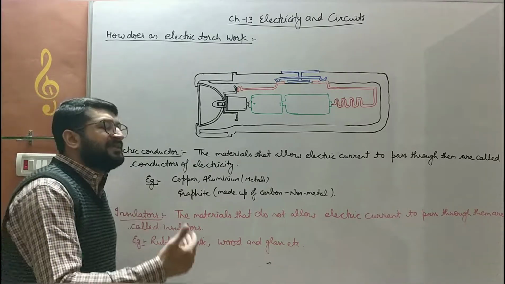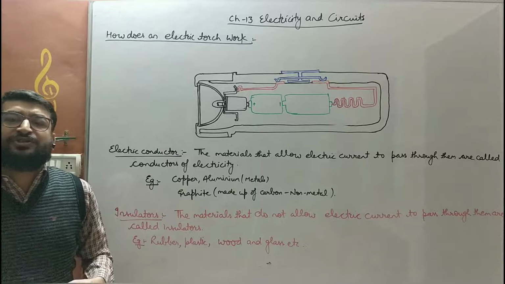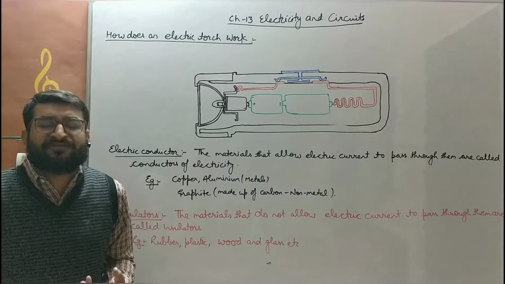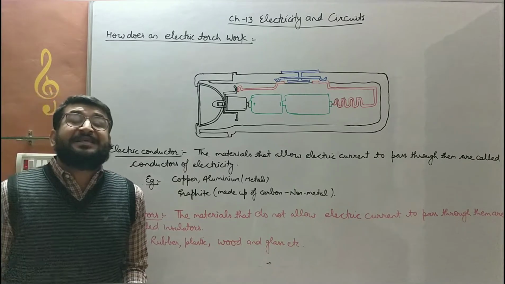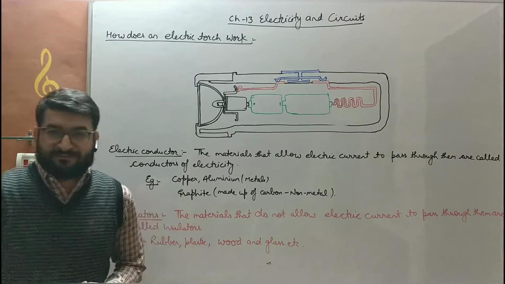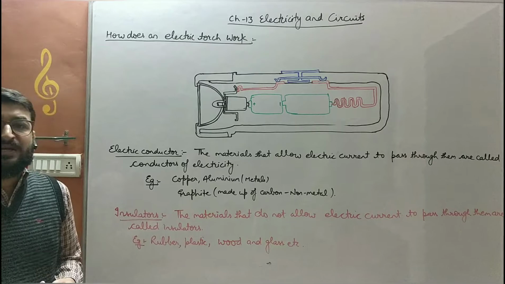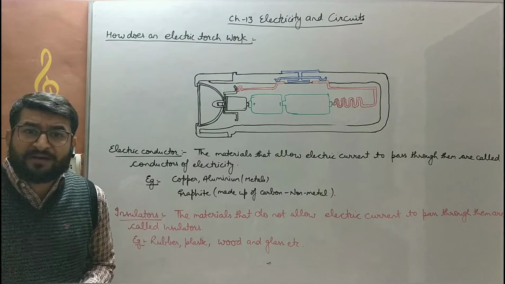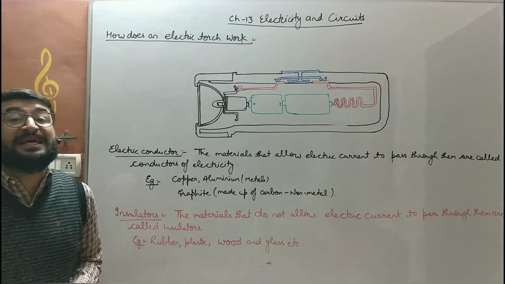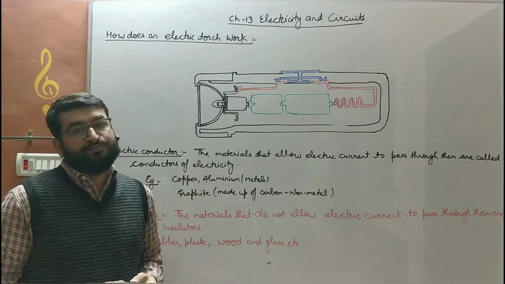There may be various reasons why a bulb which is present in an electric circuit does not glow. The first reason is there may be chances that the cell is not connected properly. That cell may not be a part of the circuit completely. That bulb will not glow, beta. Why? Because it does not get enough electric current to glow.